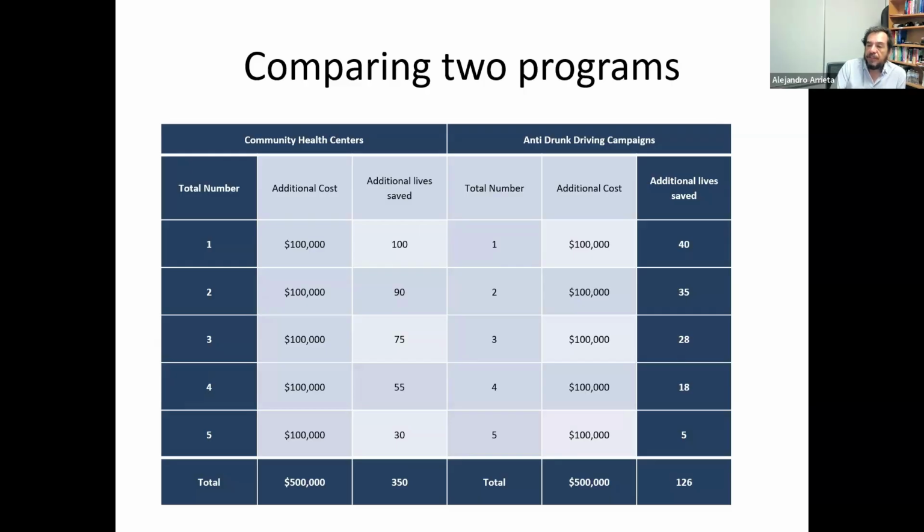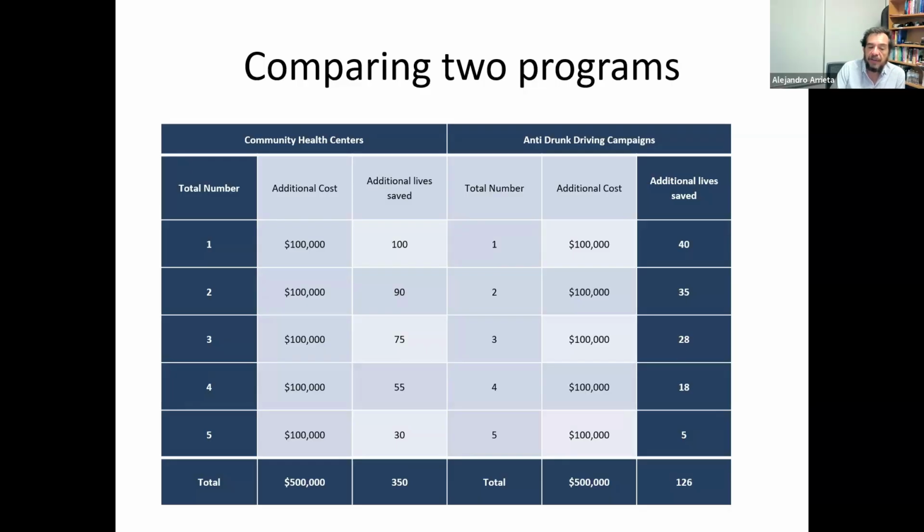Then you have $100,000 more. What are you going to do? The community health center number 4 that produces 55 lives, or the first anti-drunk driving campaign? You will still do the community health center because it saves more lives, 55 compared to 40.